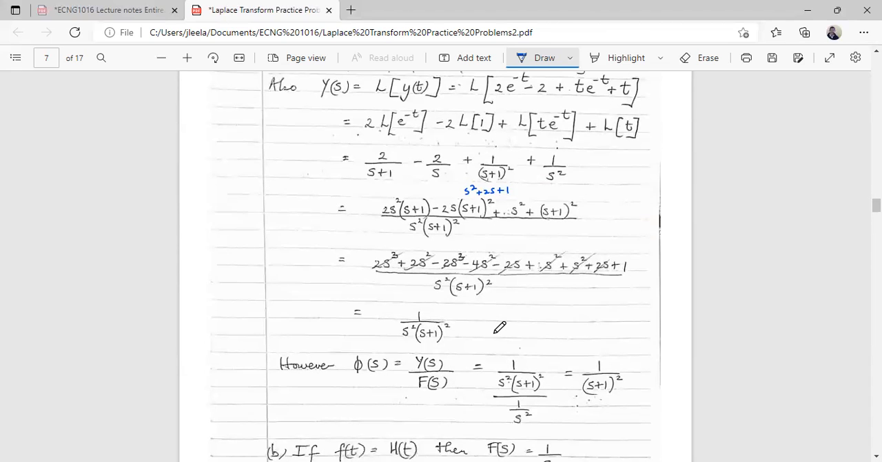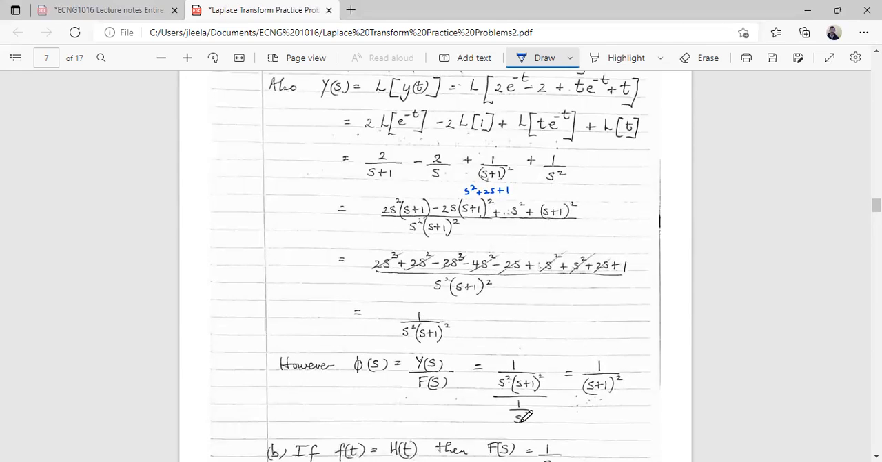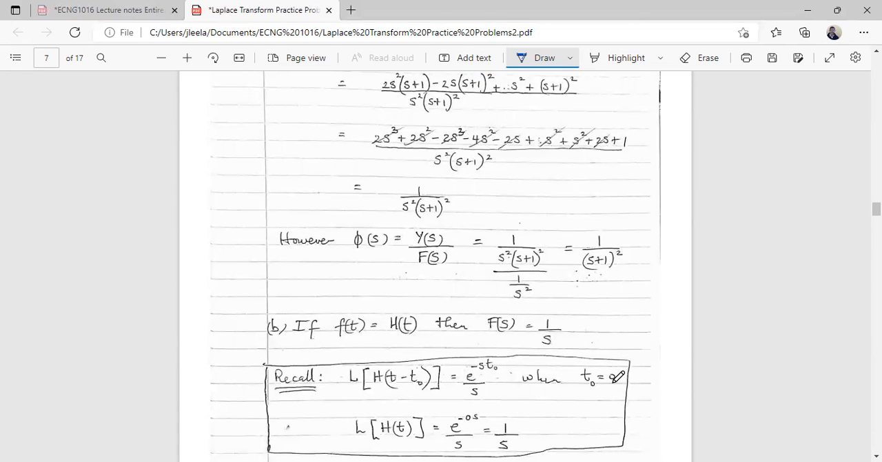And we know that the transfer function here is what? Ys over fs, right? So this is your ys, and your fs is 1 over s squared. So that will just be your invert and multiply, so you get 1 over s plus 1 squared. Right, so take your time there and look at it carefully. Make sure you follow it.